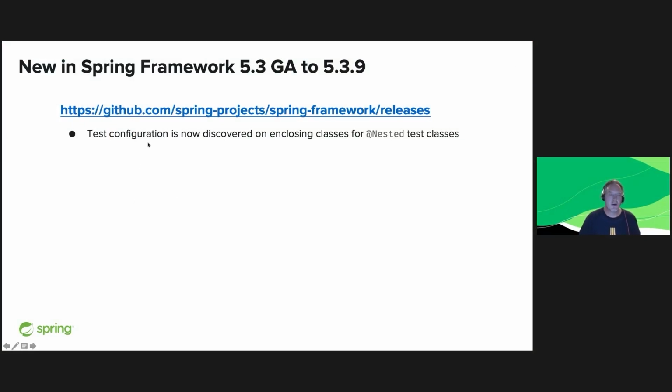Okay, so first up, this was a very highly requested feature. The test configuration is now going to be discovered on enclosing classes for your JUnit Jupiter @Nested test classes. So when we talk about test configuration, we're talking about all the annotations that you're using, like @ContextConfiguration, @ActiveProfiles, @TestPropertySource, @Sql, all of these things. You want them to be inherited, and we'll see an example with that.